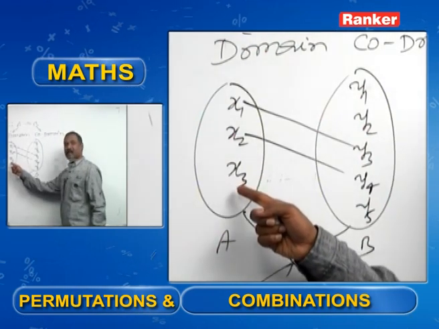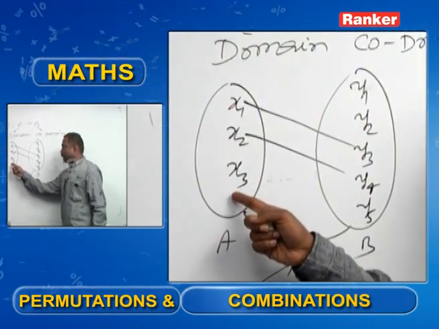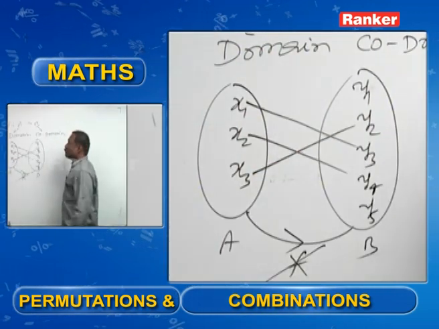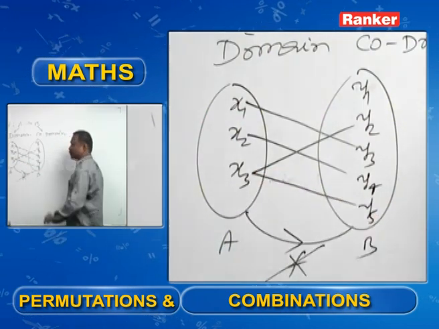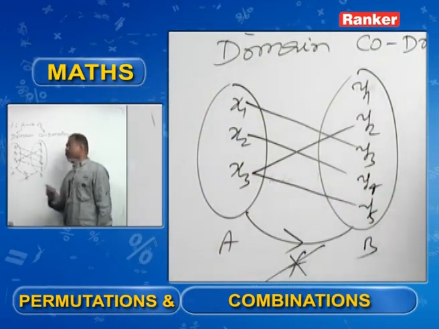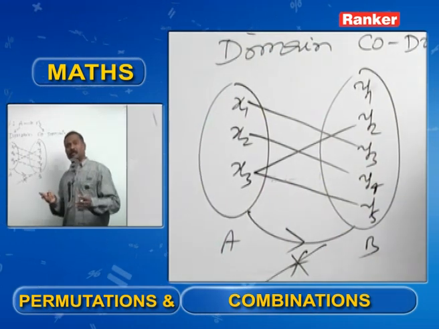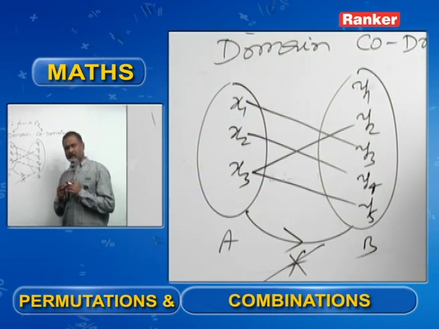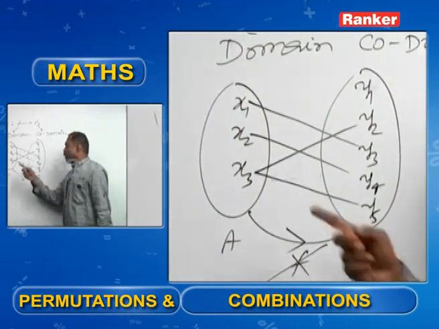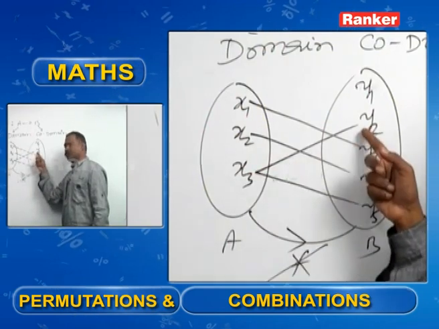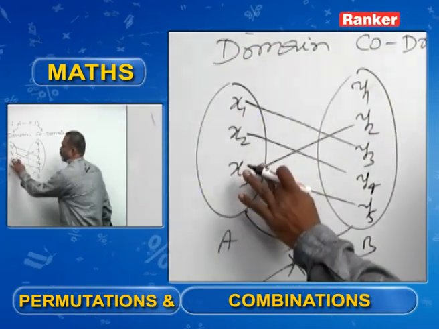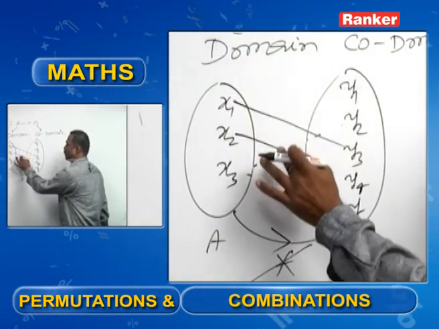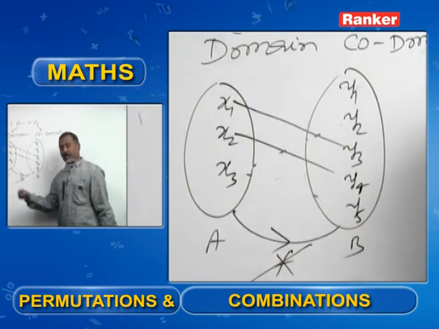If any element is left without association, then it is not a function. If any element of the domain has more than one association, then also it is not a function. These are the two things you have to remember: what is not a function. If any element of the domain has more than one association, or if any element is left without association, it is not a function.